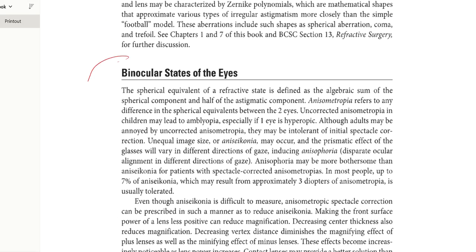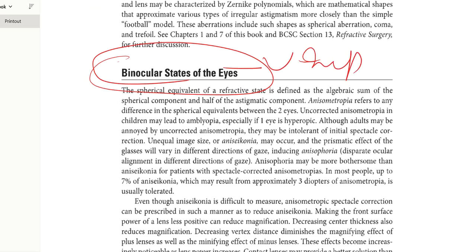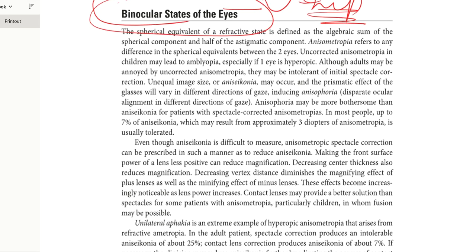Binocular states of the eyes. Very important topic. Every line is important. Anisometropia, aniseikonia, anisophoria. This MCQ of aniseikonia has come 2 or 3 times.